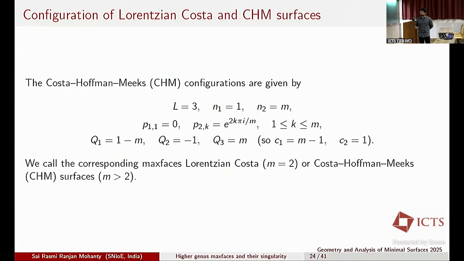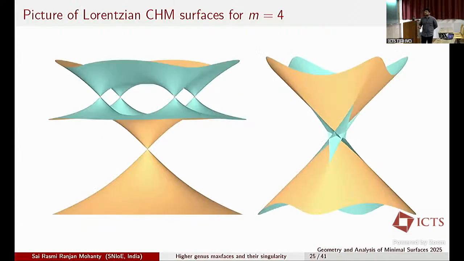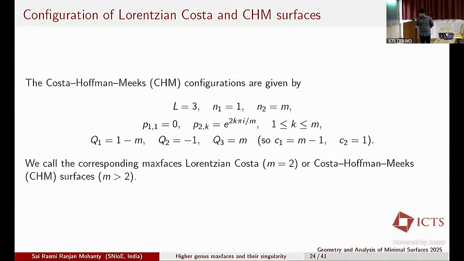Before that, we will see one example here. This is the example of the Costa-Hoffmann-Meeks surface, or Costa surface. If M equal to 2, then this is called the Lorentzian Costa surface, and for higher M, this is called the Lorentzian Costa-Hoffmann-Meeks surface. If L equal to 3, we have 3 sheets of the complex plane, and in the first level there is one neck, and in the second level there is M number of necks. For example, suppose this is the center neck, this is the one neck, and there are 4 necks. If M equal to 4, then this is the picture for this configuration.